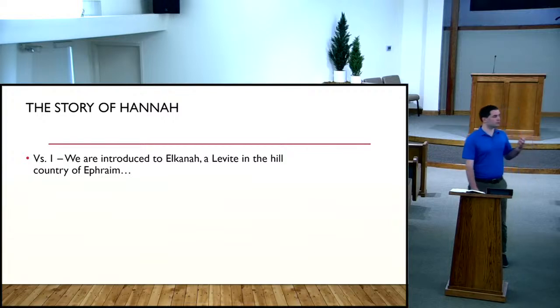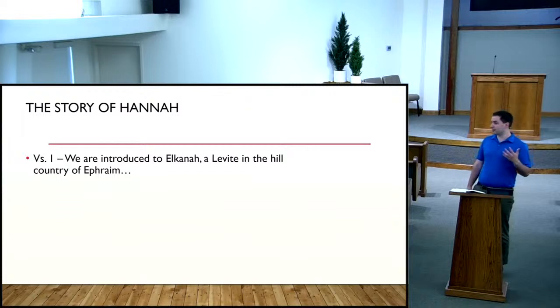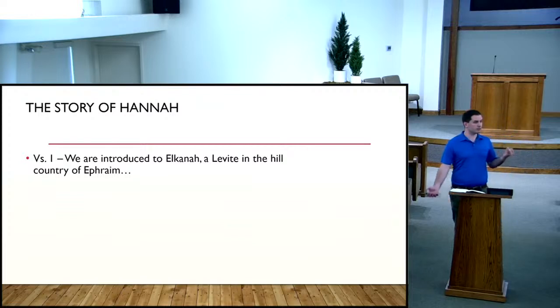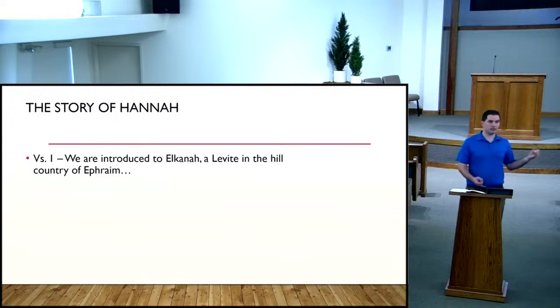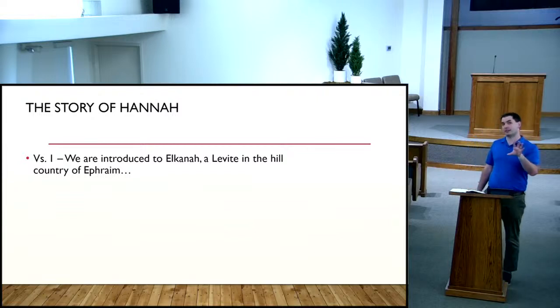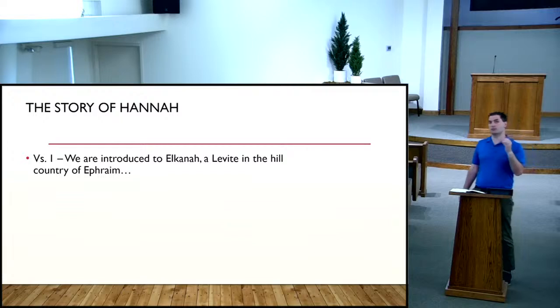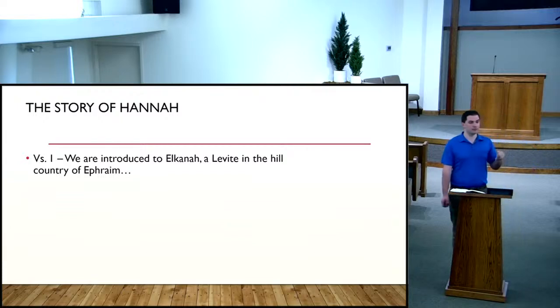So we're introduced to this guy named Elkanah, who is a Levite in the hill country of Ephraim. Okay? And Elkanah has 2 wives, and what are his wives' names? Hannah and Peninnah. Yeah, that's right. Okay? Right there at the beginning, though, a Levite in the hill country of Ephraim. Major bonus points. Anybody, does that ring a bell for anybody? In the book of Judges.